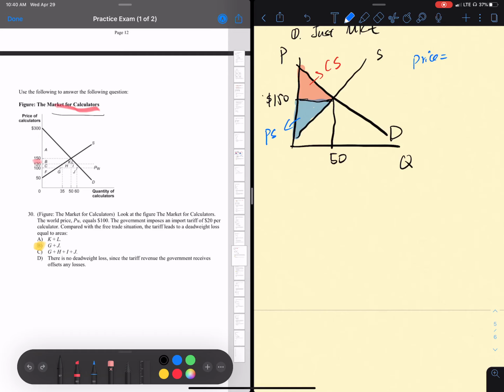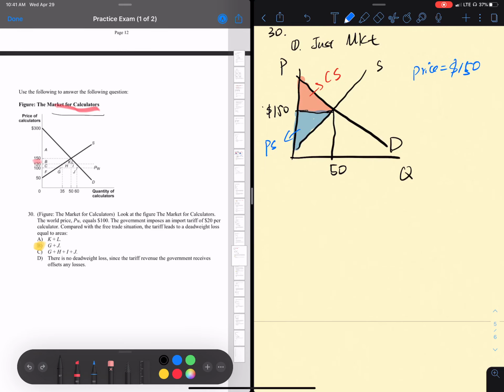What will be the price? The price you can buy at, just imagine all the calculators right now in the market are made in Texas. It's Texas Instruments. That's the only brand you can buy, and you have to pay 150 for that.